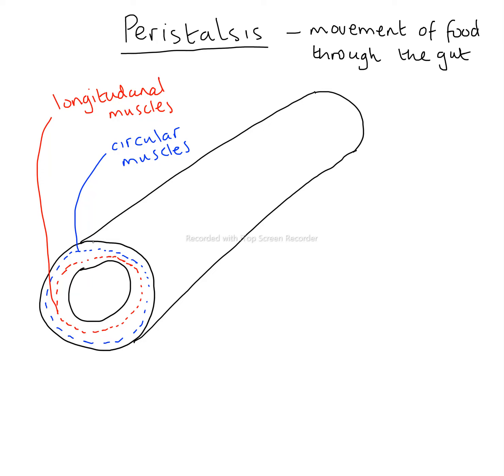So what you have is the muscles that run around the outside, the circular ones, they'll squeeze, and when they squeeze, what happens is this becomes narrower. So the gut becomes narrower, so food is squeezed out of this part and it's pushed forward. So now the food is moving forward that way because it's squashed here.